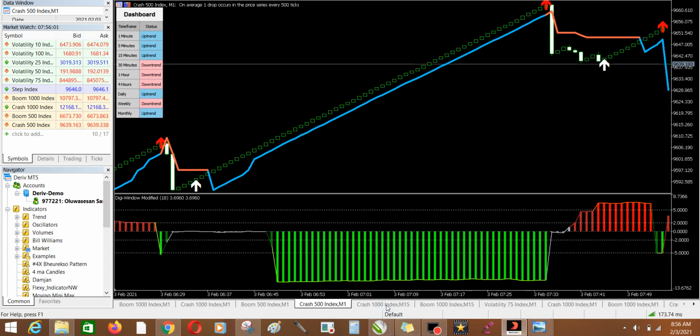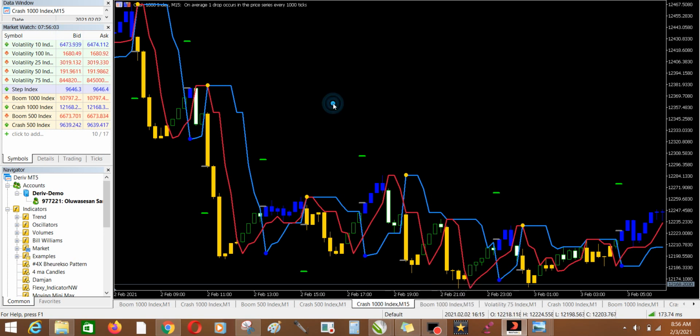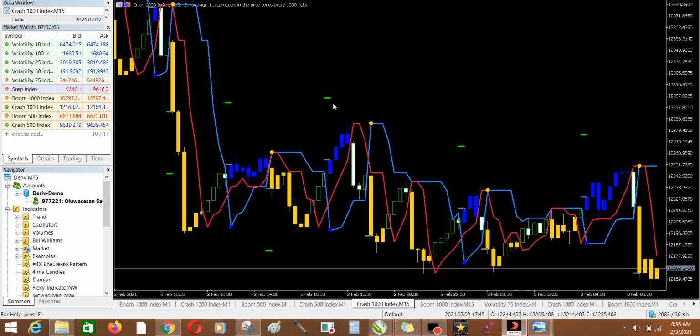Okay, let's quickly check this out also on a higher time frame. This is Crash 1000 on a higher time frame using the NT indicator. This is the 15-minute time frame. You can see we got a sell signal here, so it is on a sell trend at the moment, although around a support level. If it breaks this support level downward, then you should expect it to go down more than this.